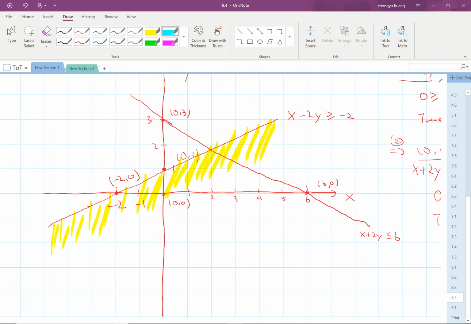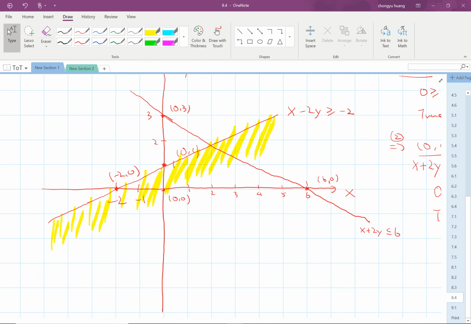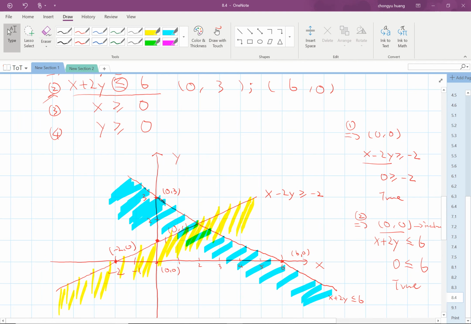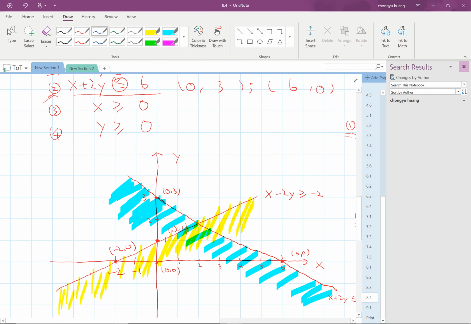So I will use this blue pen. Okay, so 0, 0 will be included. 0, 0 is over here. So that means the corresponding area is somehow like this. Okay, it's somehow like this, and so now you're looking at the statements.